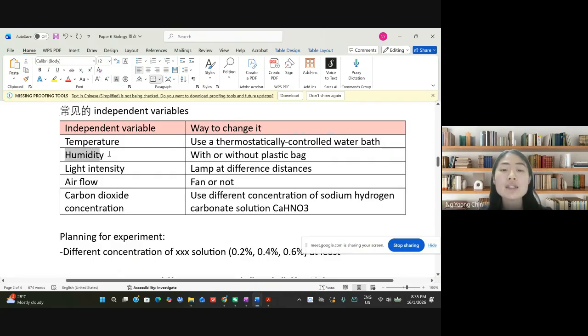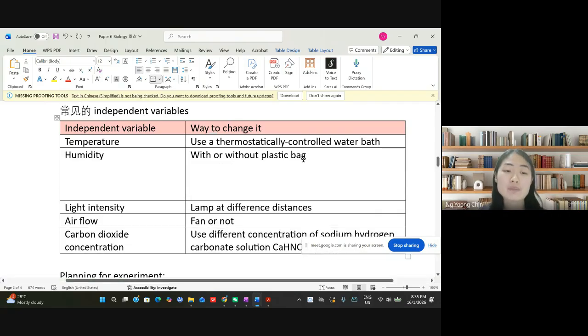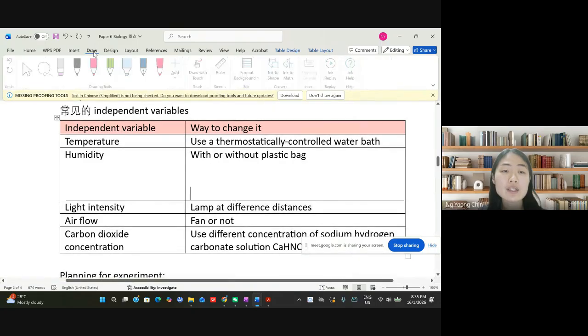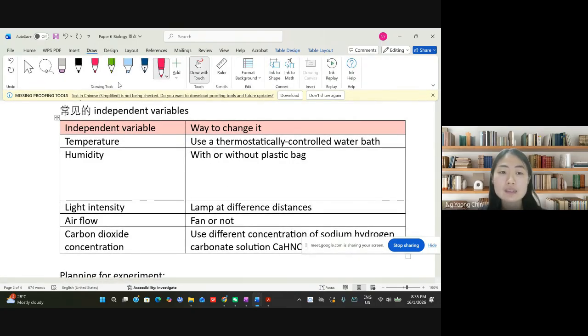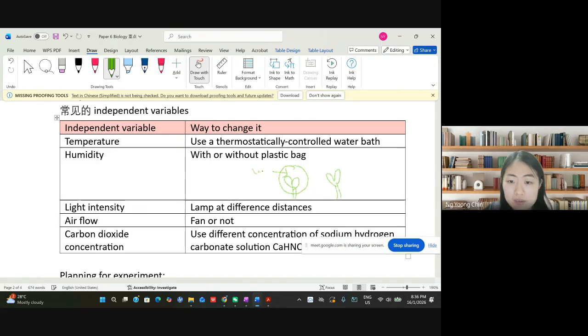And then for the humidity, either you can cover the substance with or without a plastic bag. For example, I think they came up with this question before. They want to test whether these plants will be affected by the humidity factor. So this is one plant, and this is another plant. Another plant is covered with a plastic bag, and this bag is transparent.